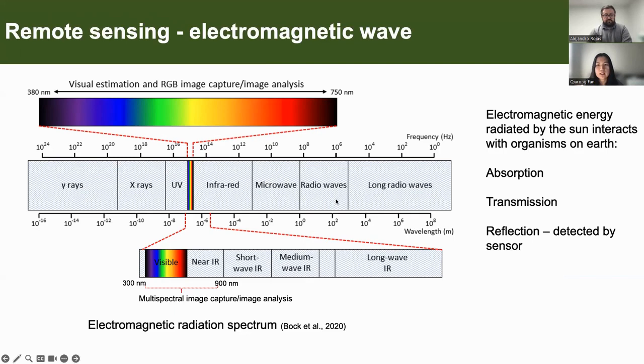And when this energy hits organisms on the earth, they could distribute it in 3 ways. One is absorption, the second is transmission, and the third is reflection. And the energy that is reflected is the part which can be detected by the sensors and used for analyzing the object. So a multispectral sensor usually captures a few bands in the visible spectrum and the near infrared spectrum, as indicated in this figure.